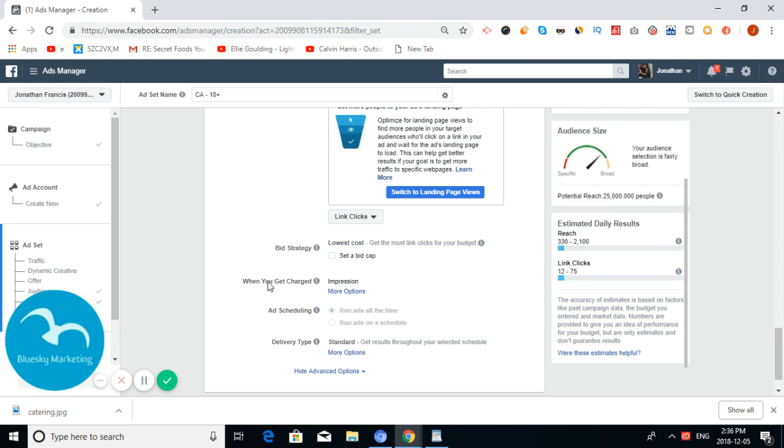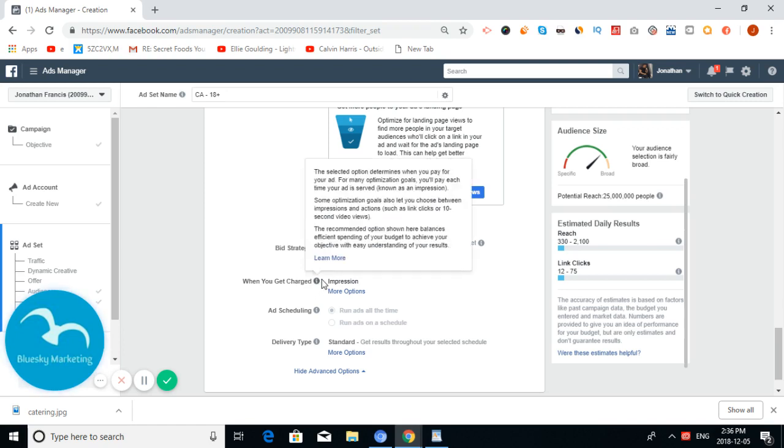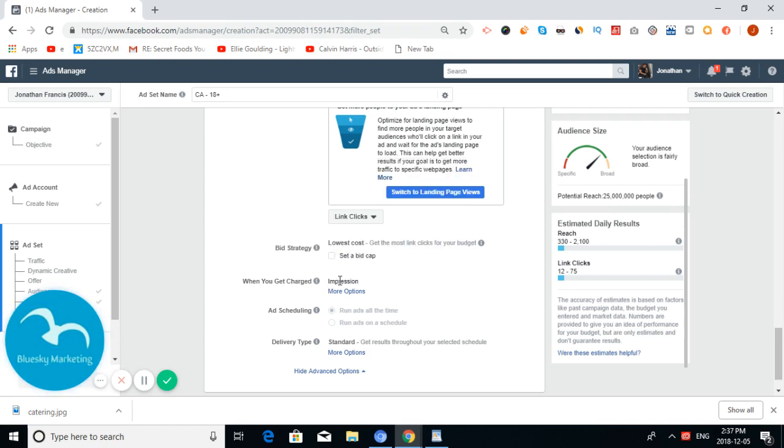So when you get charged, automatically Facebook says that you are going to get charged per impression. And remember, impression is just the total amount of people who see your ad. So it could show to the same person 5, 6, 7, 8, 9 times per day. But we want to get charged whenever someone comes to our website. But if you see here, you must first spend at least $13 in this ad account, right? Remember, I just created this ad account just for the purpose of this video. So whenever you do spend at least $13 in your ad account, you want to change this setting so that you only get charged per link click.